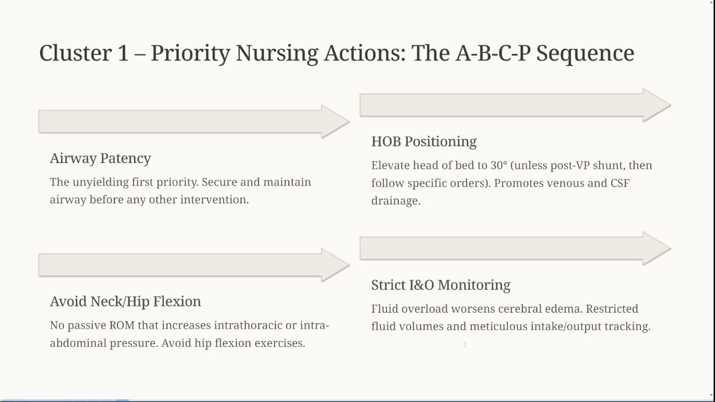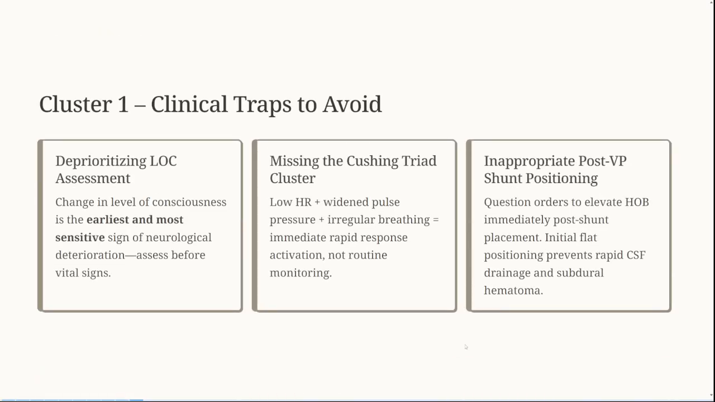Okay, let's do a cluster quick recap. The mechanism is that pediatric anatomic vulnerability, high water content, and those open fontanelles. Hallmarks are a bulging fontanelle in an infant, forceful vomiting in a child, and the Cushing triad in the late stage. Red flags are those fixed and dilated pupils, a declining LOC, and any glucose-positive nasal discharge. Priority actions: securing the airway, avoiding neck vein compression or hip flexion, and maintaining strict fluid balance. And the big clinical trap is deprioritizing that LOC assessment or failing to recognize the cluster of symptoms that define the Cushing triad.